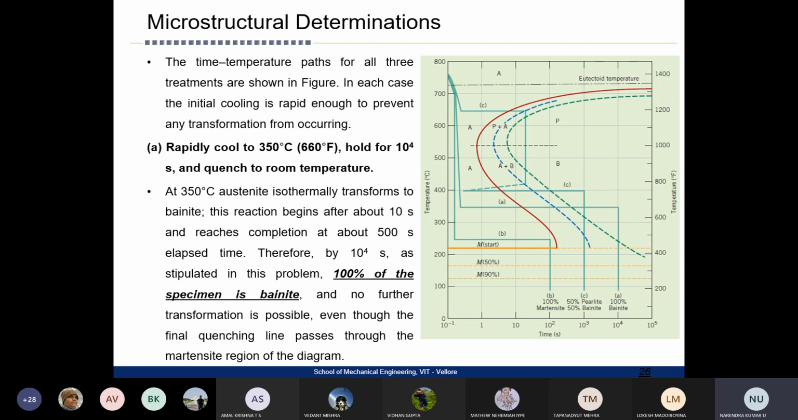For the first one, quenching it to 350. So this is your 350. Within 0 second, you're putting it at 350 and doing the transformation up to 10 power 4, up to this point. On this straight line, 0 is crossed, 50 is crossed, 100 is crossed. So 100% is converted. We know around 350 you get your bainite structure. So that is the end result: 100% bainite.